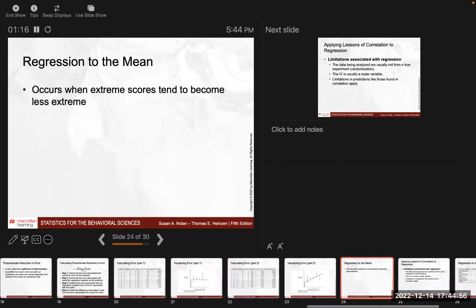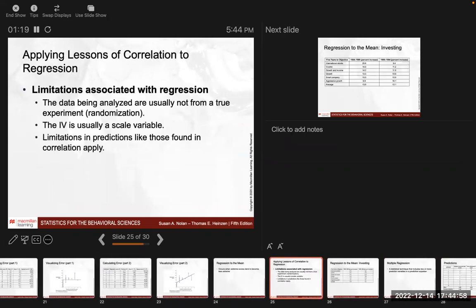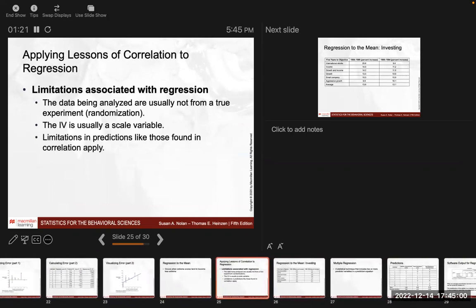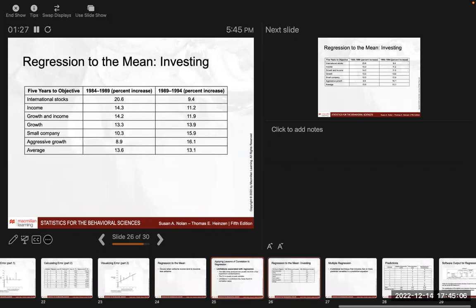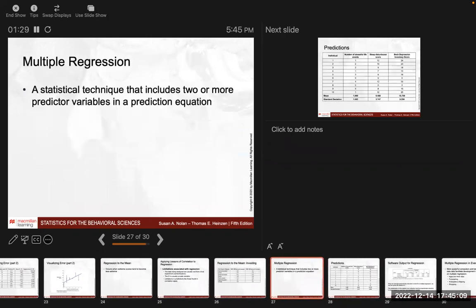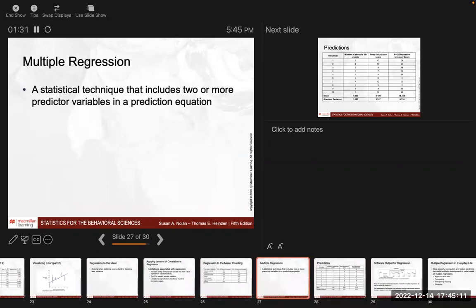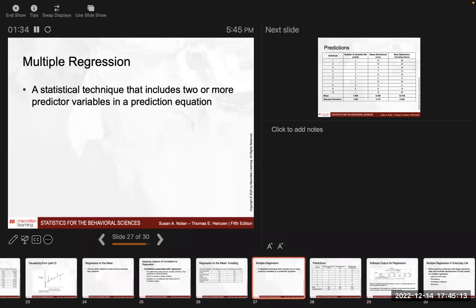Good. Regression to the mean we talked about, because it goes through the mean of y, mean of x, it will automatically regress to the mean. Your predictions, multiple regression. And now it's getting really interesting, because with multiple regression, you have a technique that you can include more of these predictor variables in your model.